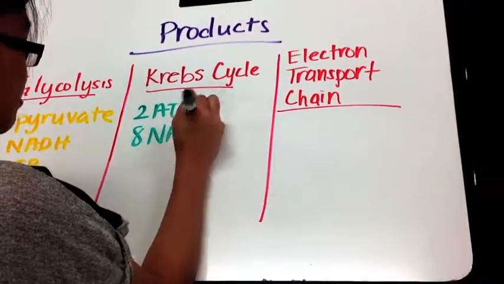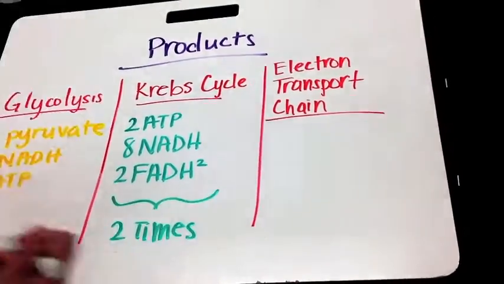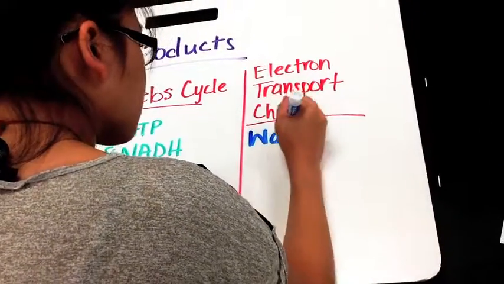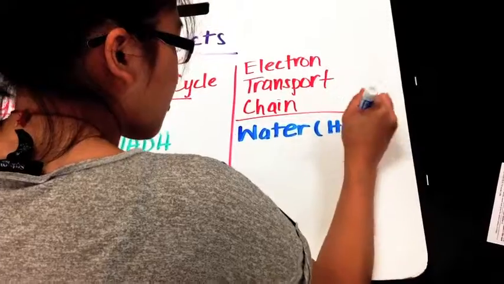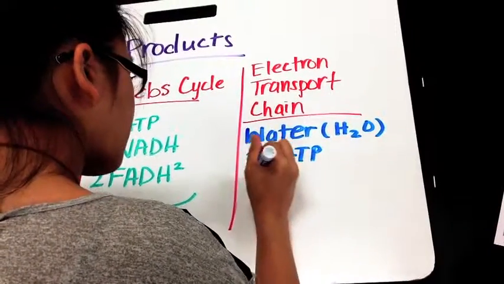The end products for the Krebs cycle are 2-ATP, 8-NADH, and 2-FADH2. The cycle is repeated twice. The end products for the electron transport chain are water, 34 ATP, NAD, and FAD.